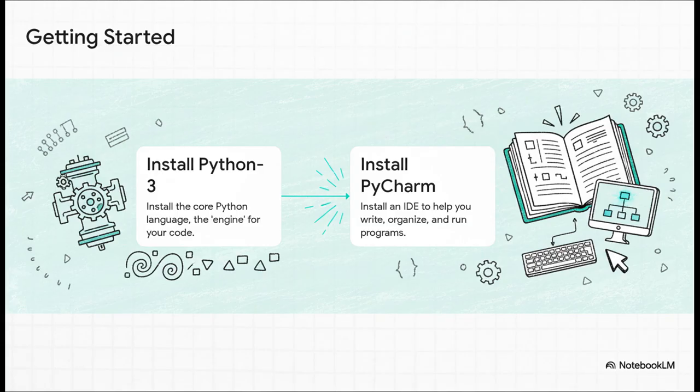First, you need to install Python 3 itself. Think of this as the engine. It's the part that actually understands and runs your code. Second, you're going to want a program called PyCharm. This is an IDE, and don't worry about that fancy name. Just think of it as a super smart notebook designed just for writing code. It'll help you stay organized, it catches typos for you, it just makes the whole process a breeze.